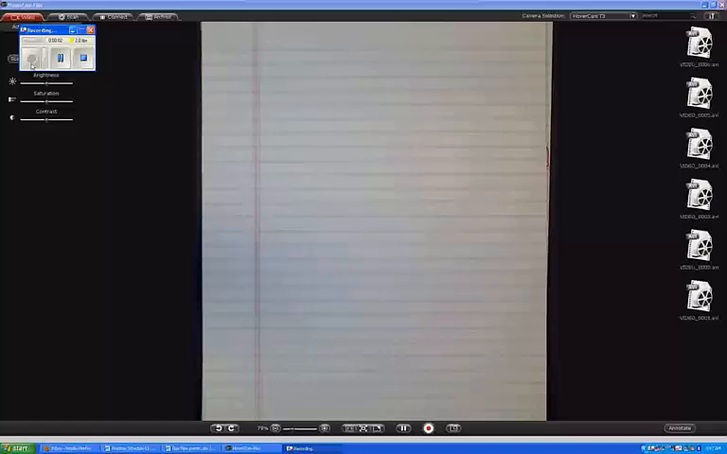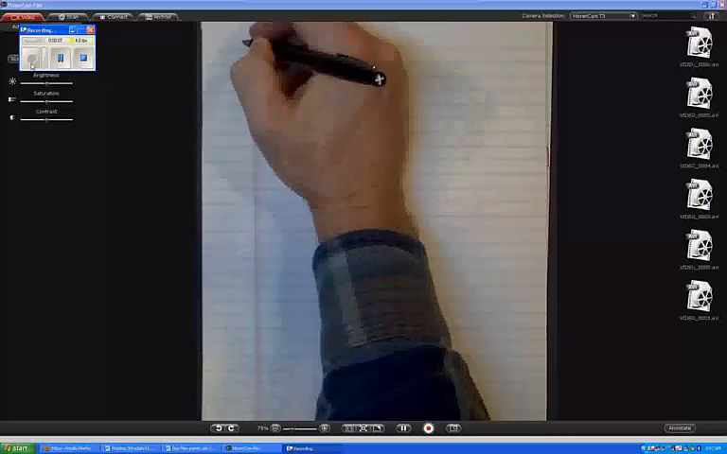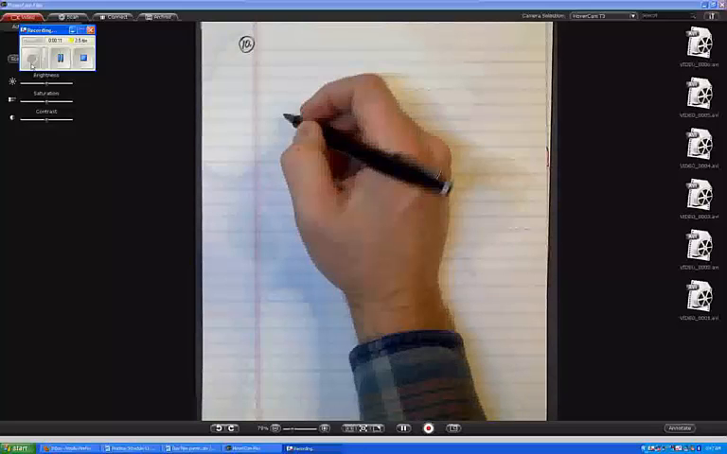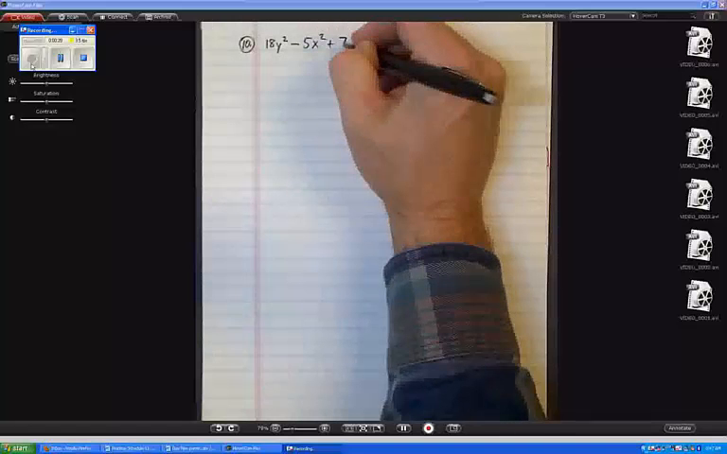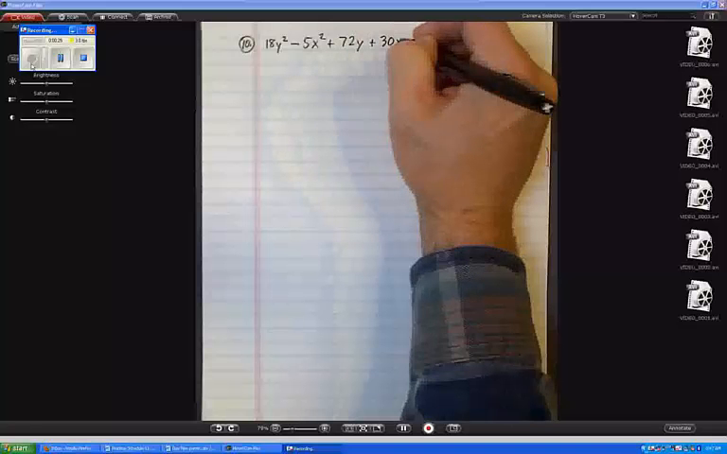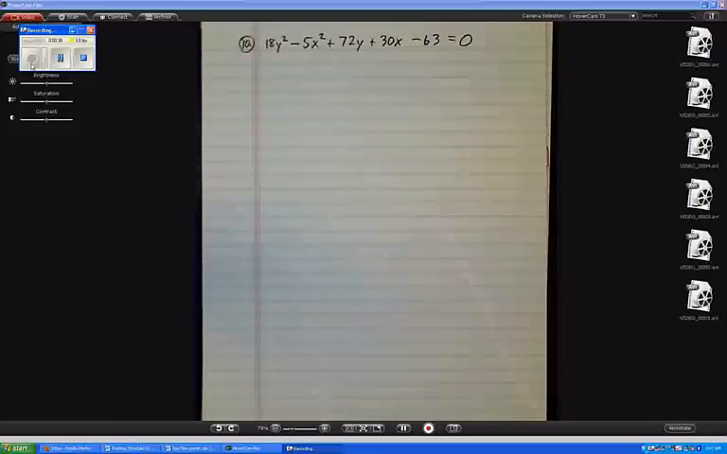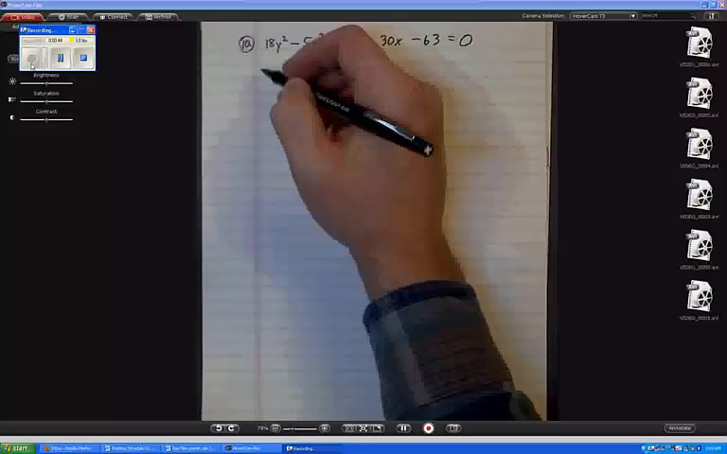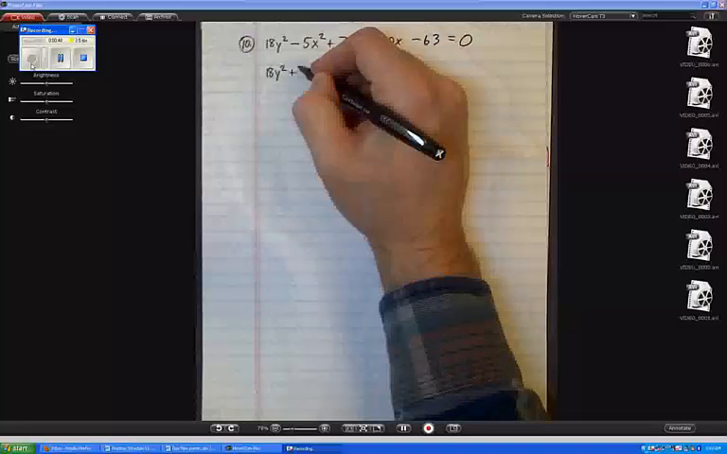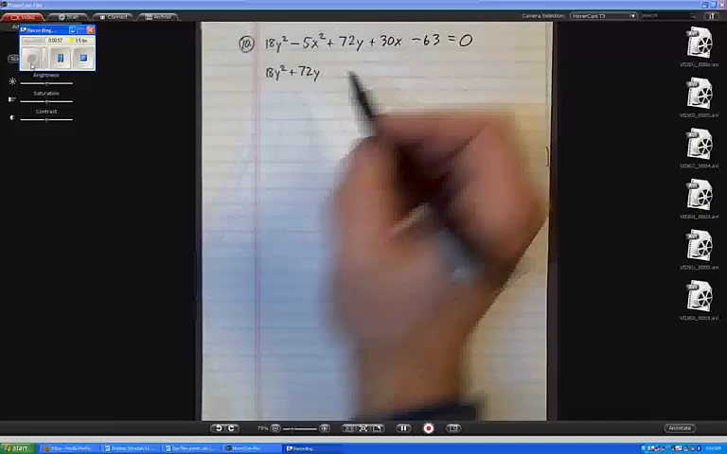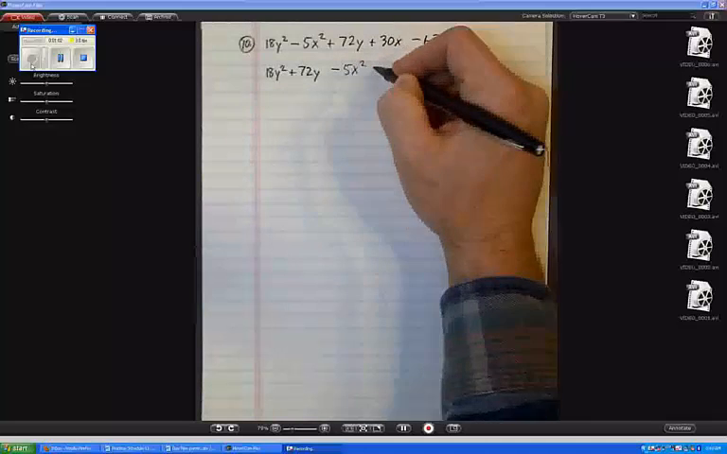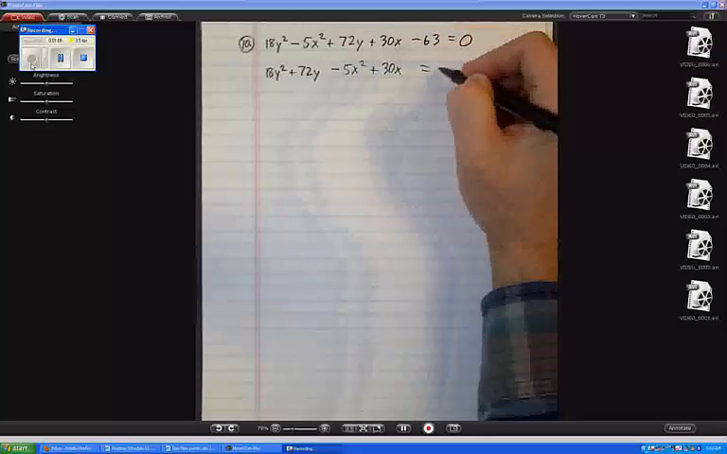Number 10 looks like this: 18y squared minus 5x squared plus 72y plus 30x minus 63 equals 0. Now, I'm going to group together x's and group together y's. My suggestion is that we group the y's first. I haven't done that before with you guys, but the reason I'm doing that is because, do you see how it's positive? All right? And then I have minus 5x squared, and I have plus 30x, and I'm going to go ahead and push the 63 to the other side.